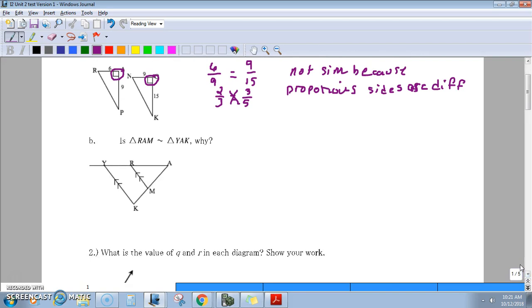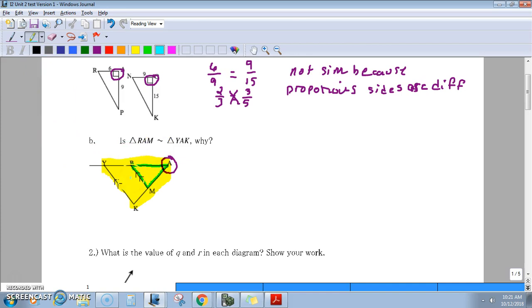Is triangle RAM similar to YAK? So let's take a look. Well, what do we know? We know that angle A is the same for both triangles. We have a larger triangle, and I'll do that one in yellow here. This is the large triangle. And we have a smaller triangle kind of on the inside of that. And they share that angle A, so they already have one angle in common.